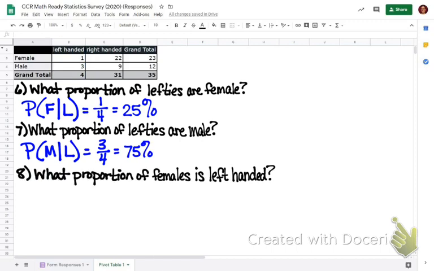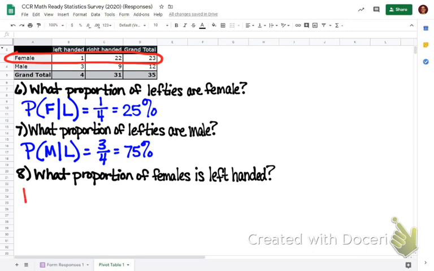And now I've added a question 8 on here. What proportion of females is left-handed? At first glance, this might look like the exact same question that I asked up in number 6. What proportion of lefties are female? But this is different because now I'm starting off with the restriction of I'm only looking at my females. So I'm restricting my view just to the row of people that said they were female. And I want to know how many out of just those people indicated that they were left-handed.